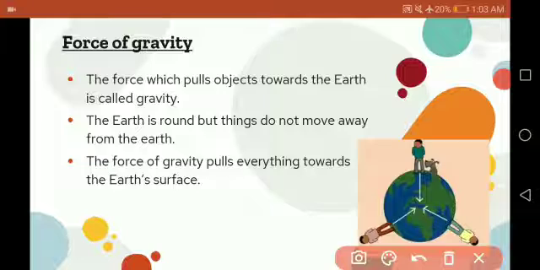The earth is round but things do not move away from the earth. The earth is round, but the force of gravity pulls everything towards itself.